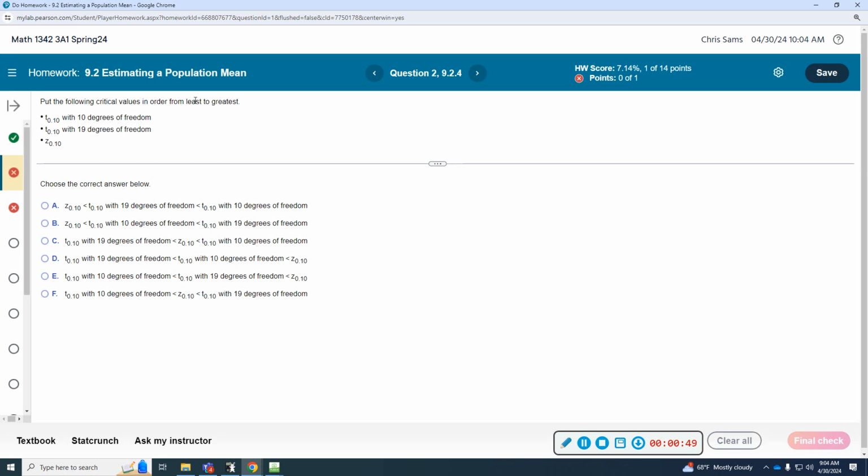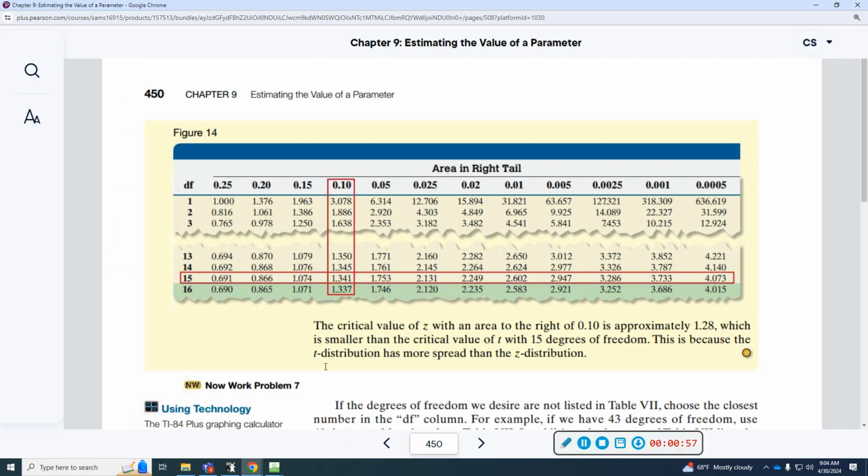This one wants you to put the critical values in order from least to greatest. So let me show you this in the text just in case you didn't see it in the reading. When it was showing you how to compare the critical value of Z, and I was talking about how to read the table in the overview, it tells you that the Z value with 10% to the right is about 1.28. This is smaller than the critical value of t with 15 degrees of freedom, because it has more spread. It's showing you 10% area to the right, and 15 degrees of freedom is 1.34.